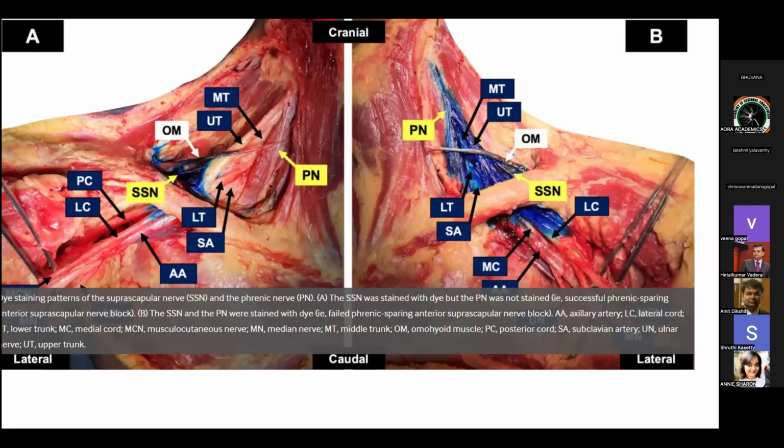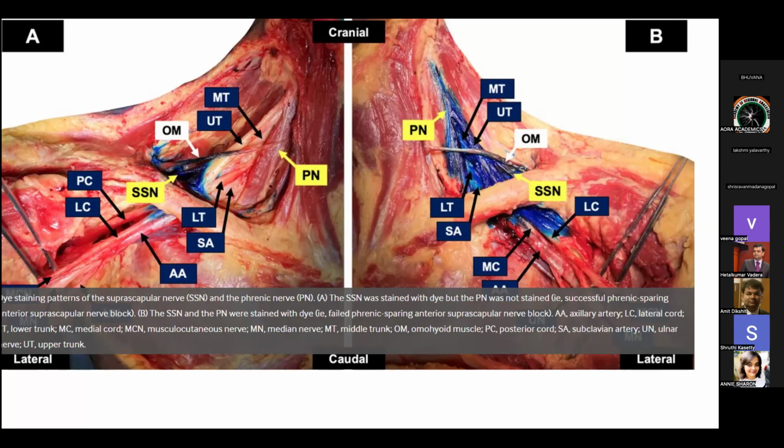In this cadaveric dissection, they conducted two things. In one cadaver, they injected 5 to 10 ml and saw the spread of dye from the supraclavicular region to the phrenic nerve. In the other, they precisely injected 4.2 ml, and only the suprascapular nerve was involved. The phrenic nerve was free of stain.